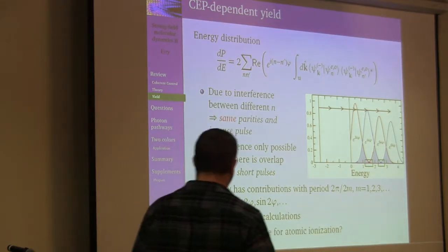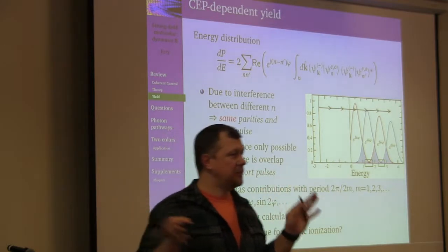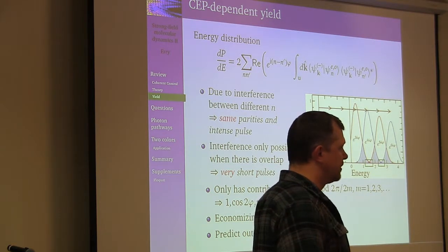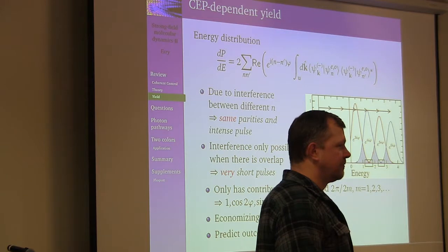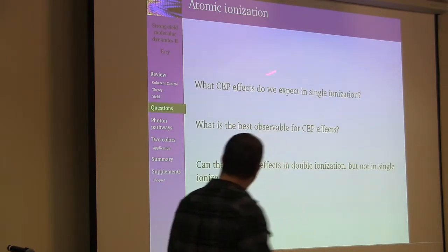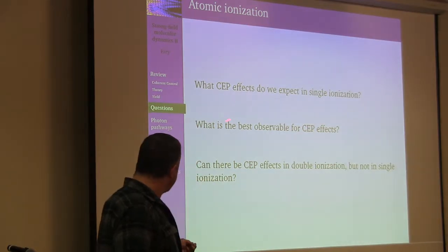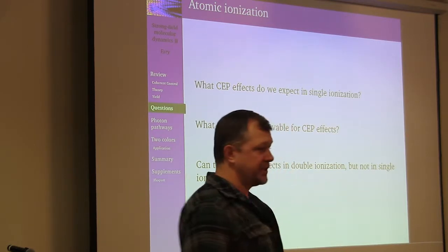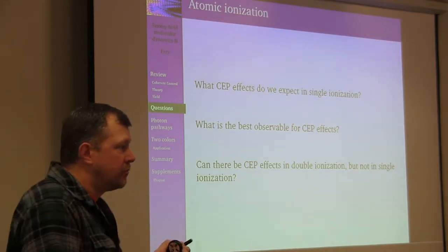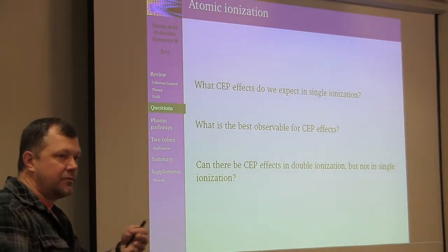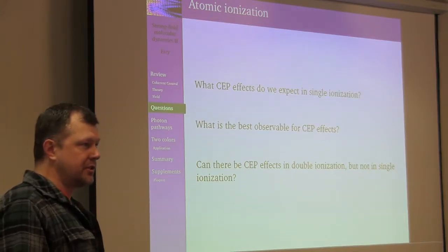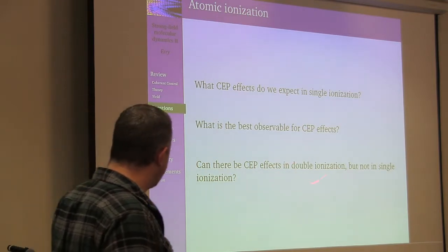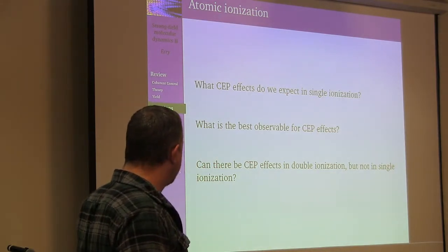Well, should we do an example? Let's say we don't know anything about ATI spectra for atomic ionization. Can we predict the CEP phase dependence and the CEP phase effects on an ATI spectrum? So I put up a few questions. What CEP phase effects do we expect in single ionization? Can we anticipate? What is the best observable for CEP phase effects? If you aren't sure whether you have good control or short enough pulses or any of those things, what observable is most likely to show CEP phase effects? And finally, this is a question that Ken raised the other day: can there be CEP phase effects in double ionization but not in single ionization?